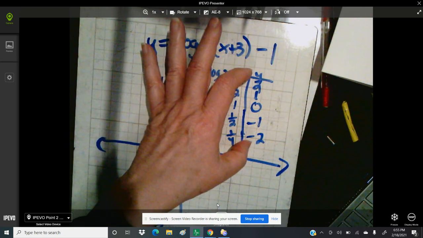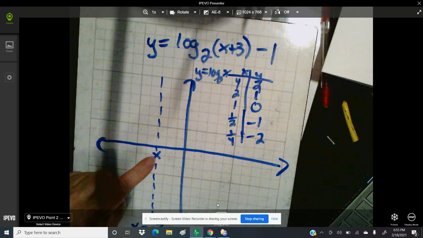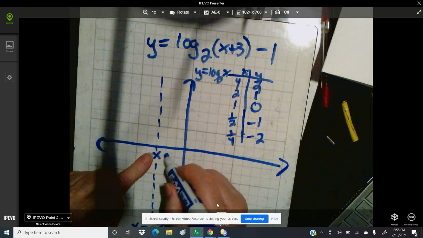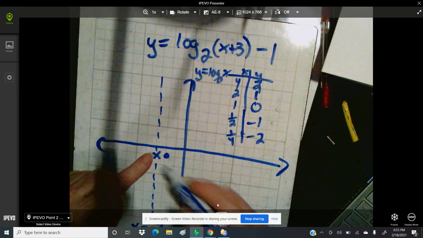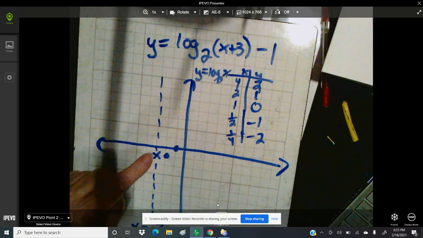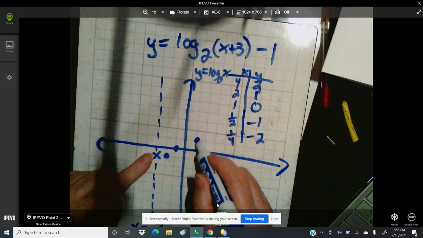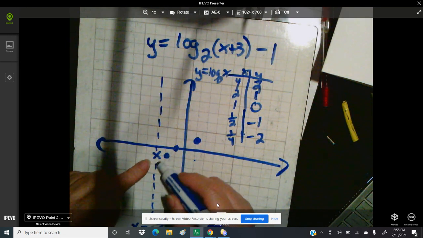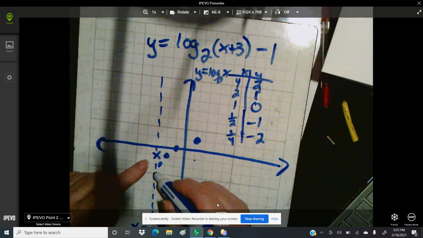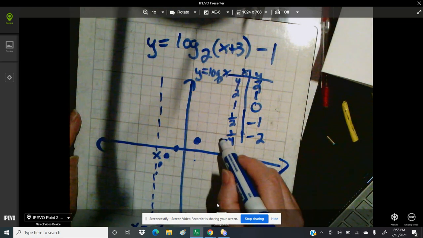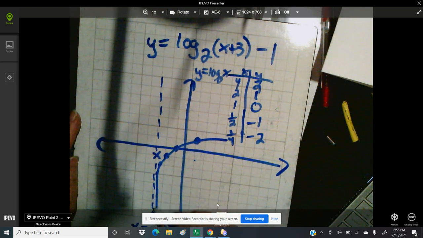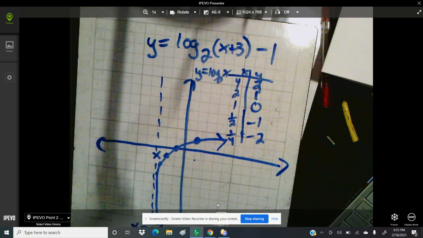I'm going to take these values and I'm going to plot them from this point as if this point was my 0, 0. So I'm going to go over 1, 0. I'm going to go over 2, up 1. I'm going over 4, 1, 2, 3, 4, up 2. I'm going to go over a half, down 1, over a quarter, down 2. So you can see your graph is going to come like this, and it's just going to hug your asymptote. And that's the work I'm going to want to see on the quiz.